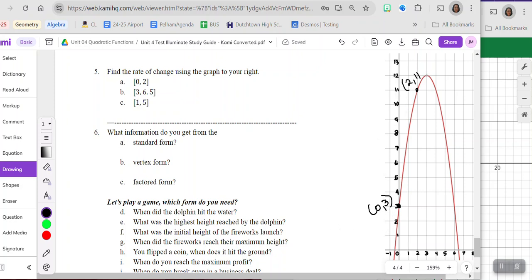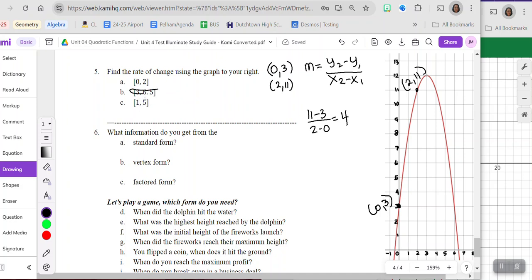So then you do slope change, right? 0, 3 to 2, 11. Just writing the slope formula right here. And you just look, 11 minus 3 over 2 minus 0. So that's 8 divided by 2 is 4. So the rate of change is 4 from those 2 points.